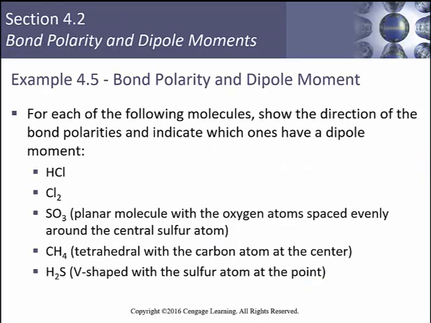Right, so let's predict the polarity of some of these molecules. So we've got HCl, Cl2, SO3, CH4, carbon tetrahedral with the carbon atom at the center, and H2S, which is going to be V-shaped with the sulfur atom at the point.